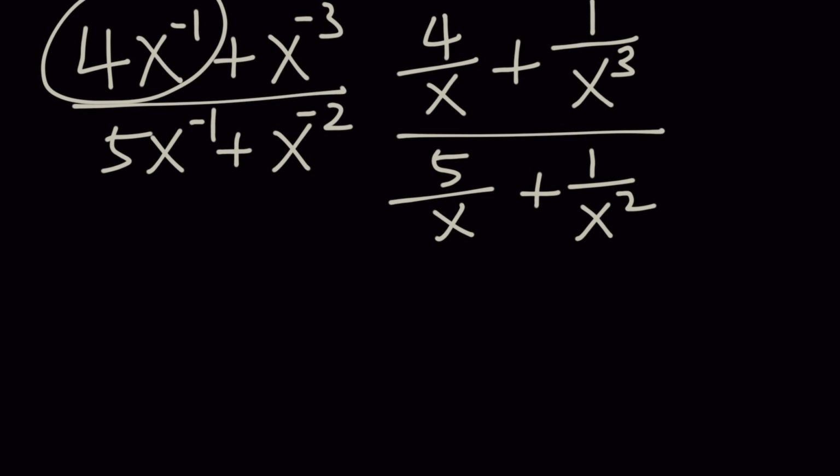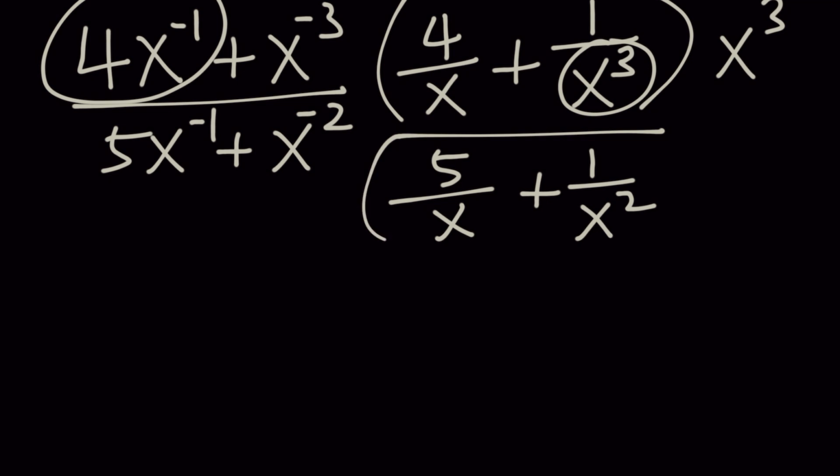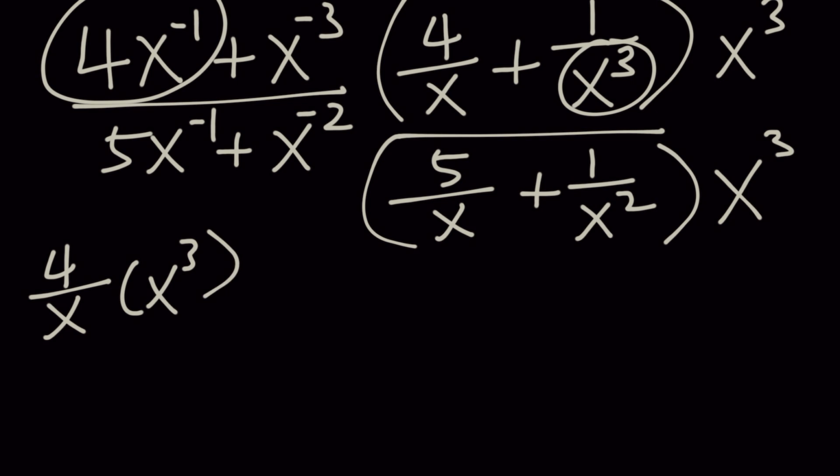Now we look at the denominator and we see that x to the third is the biggest, so we're going to multiply x to the third from both numerator and denominator. So multiplying 4x by x to the third, the x crosses out, this one becomes 2, so we have 4x squared.